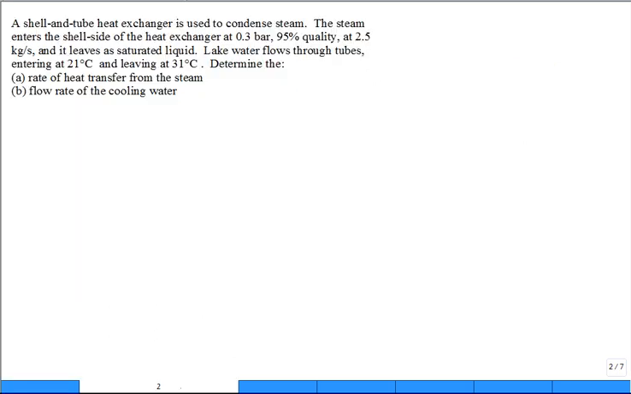A shell and tube heat exchanger is used to condense steam. The steam enters the shell side of the heat exchanger at so many pressure, quality, and kilograms per second, and it leaves a saturated liquid. Sometimes we'll draw a heat exchanger like this. We'll put a separation on it. We'll call this the hot side, and we'll call this the cold side. The fluid stream comes in and goes out on the hot side. Maybe it comes in at 1, goes out at 2. The cold fluid maybe comes in at 3 and goes out at 4.